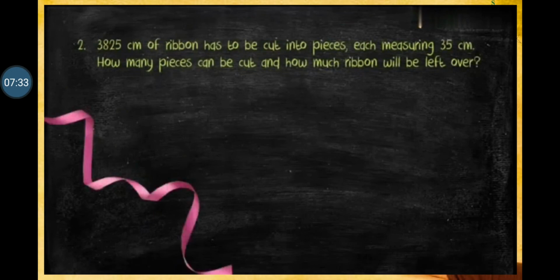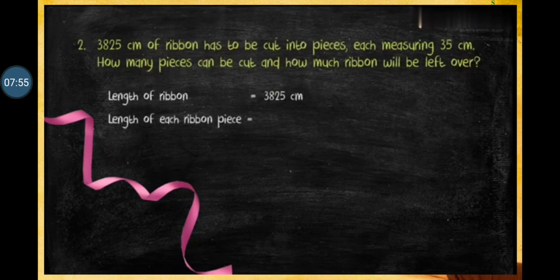Let's take one more example. 3825 centimeters of ribbon has to be cut into pieces, each measuring 35 centimeters. How many pieces can be cut and how much ribbon will be left over? So the first step is to read the question. The second step is to make a plan. So here the word each is used. It means we have to divide.